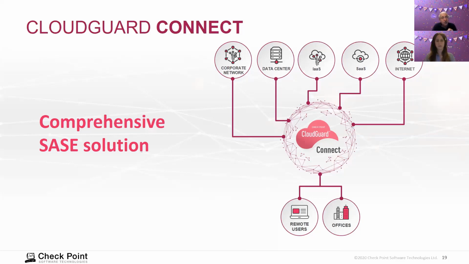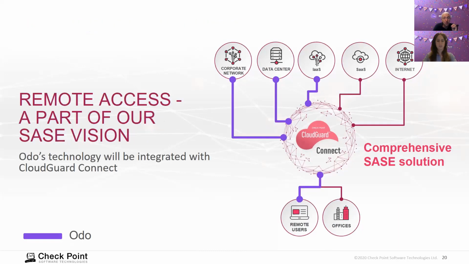We launched CloudGuard Connect about a year ago, and we've started rolling out elements piece by piece. We rolled out the office connectivity. I'll talk about that soon, but we're talking today about Odo. The way Odo fits into CloudGuard Connect is by connecting remote users to applications. Your applications can reside on your corporate network, they can reside in your own data center, or they can reside in a public data center, infrastructure as a service such as Amazon or Microsoft's or Google's.